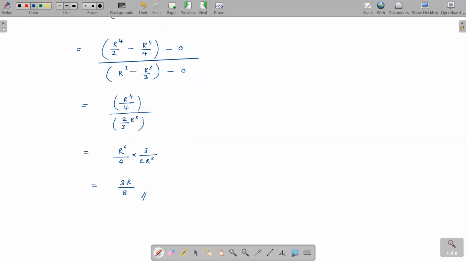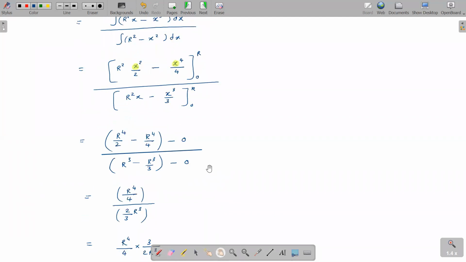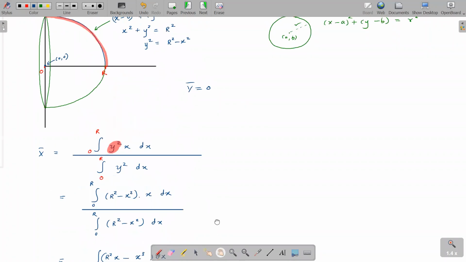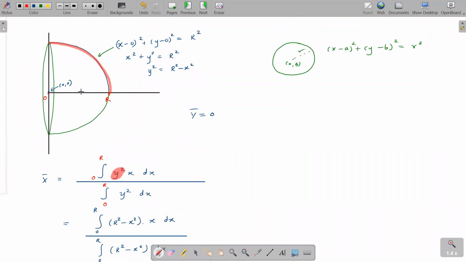So 3r over 8 units of distance, measured from where the center of mass is at a distance 3r over 8. Here this is the G. So this G is at a distance 3r over 8 measured from this (0, 0). All right, guys.